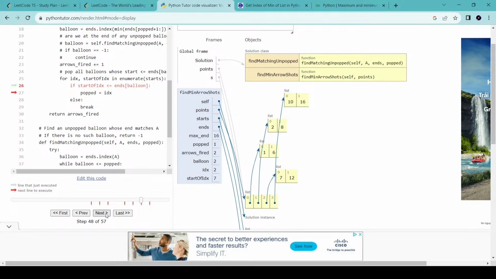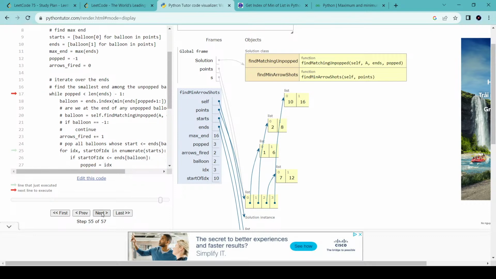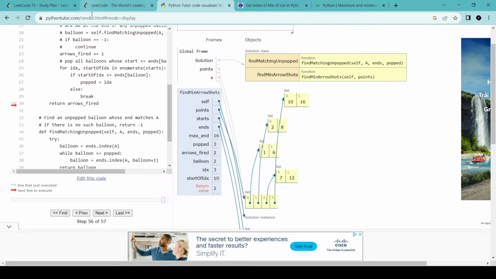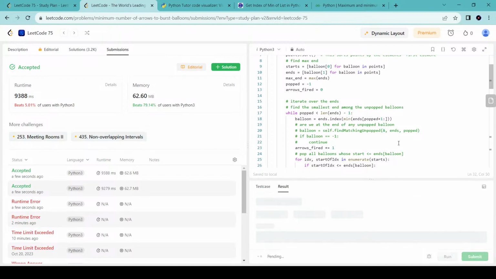Why is it still doing this? It's because I'm doing this. Shots fired two, yep. So it returns arrows fired. I think this should be correct. Let's submit it. I'm surprised it wasn't done running. Hey, accepted.